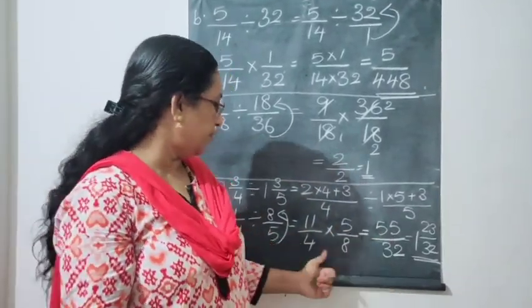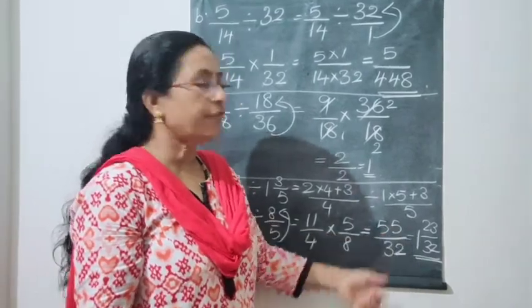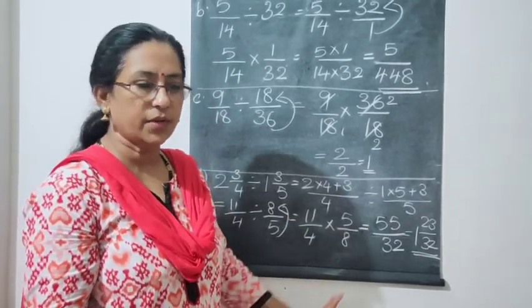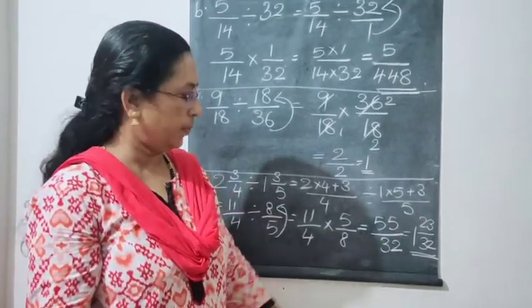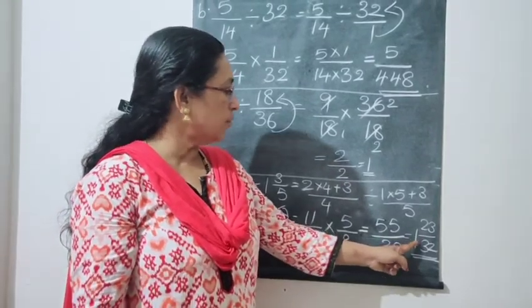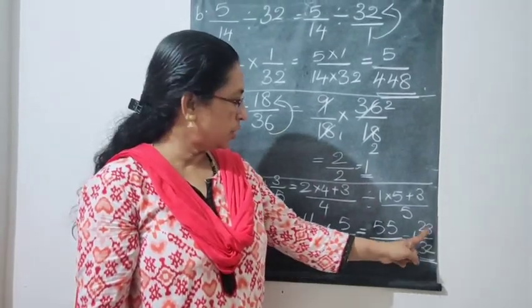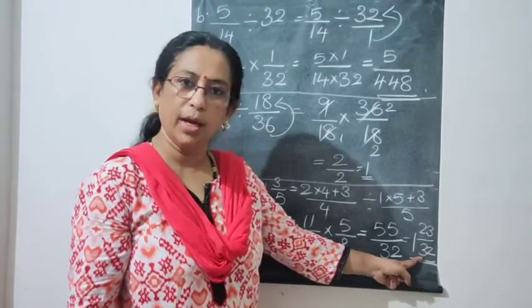11 5's are 55, 4 8's are 32. 55 by 32 is an improper fraction. We can convert it into mixed form. Okay. So the final answer is 1 whole 23 upon 32. Okay. Got it, all of you?